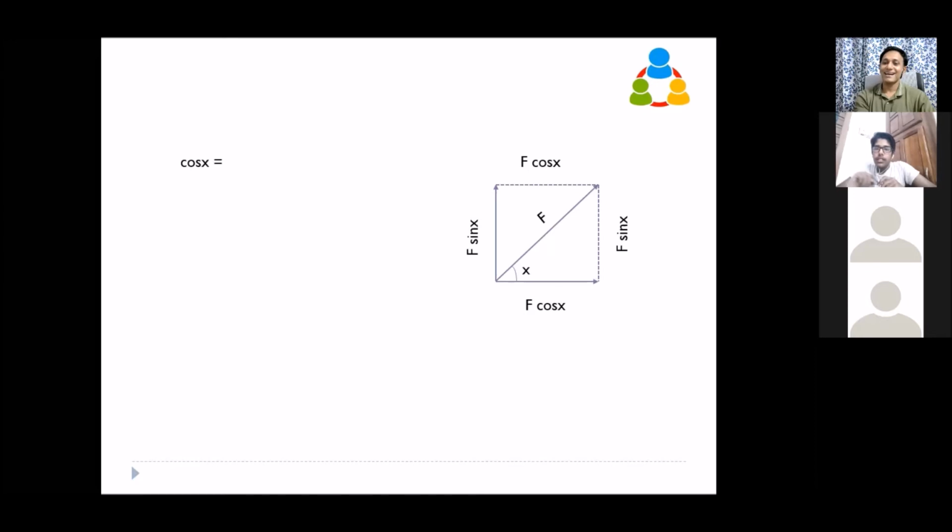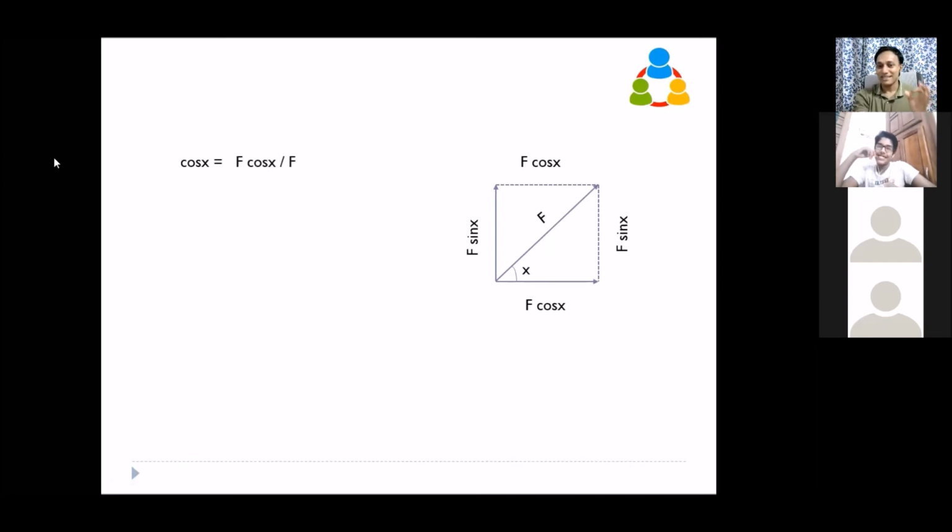Divided by f. Yeah, that is this side by this side, right? f cos x by f is cos x. See, this side is f cos x and this side is f. So this side value by this side value, you will get cos x. That's why I was telling you, don't show decoration. It's a very simple problem.